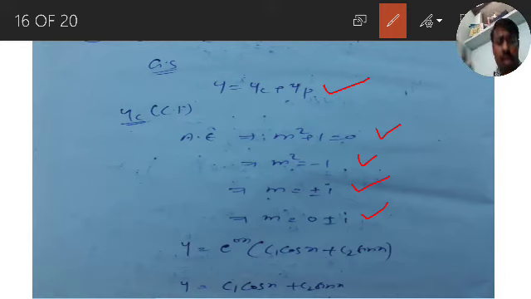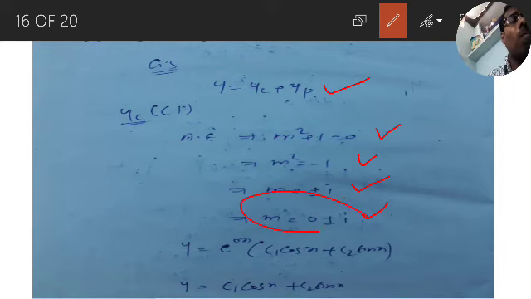First one, the roots are real and distinct. The second one, roots are real and equal. And the third one is complex. Here the roots are complex.